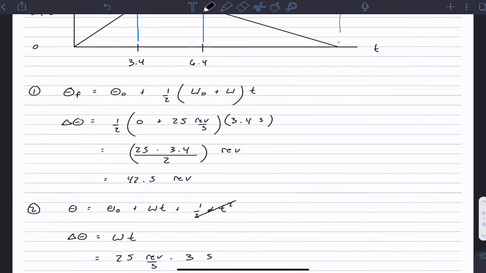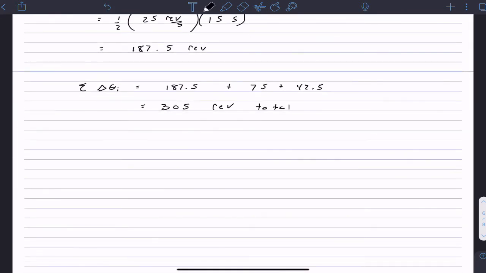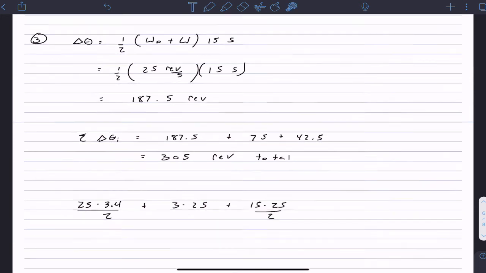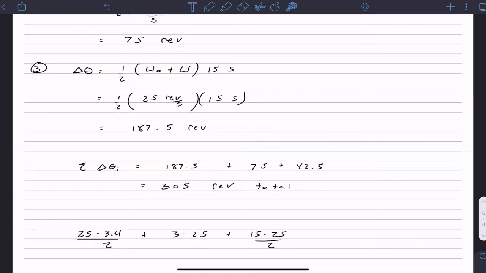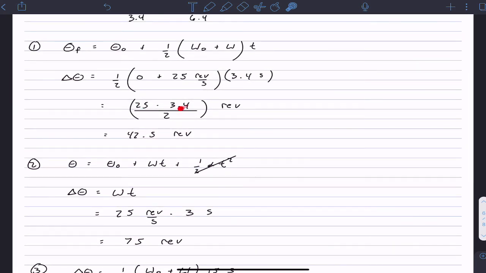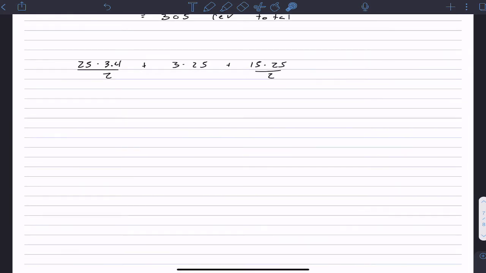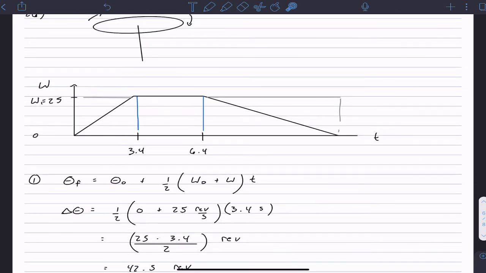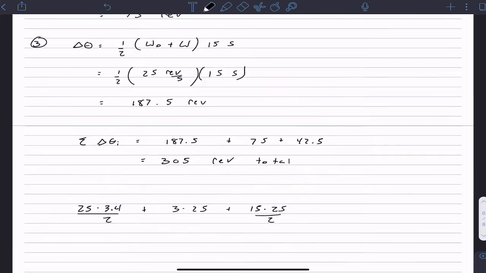So you have to split this in two, from basic geometry. So then we go here. It was 25 times 3.4 divided by 2, plus 3 times 25, plus 15 times 25 divided by 2. And in fact, if we just look at what we did, that's exactly what we have for each one: 25 by 15 over 2, 25 times 3, 25 by 3.4 over 2. So we did exactly that same thing, but we used kinematic equations instead of looking at it graphically. So either one of those methods works.